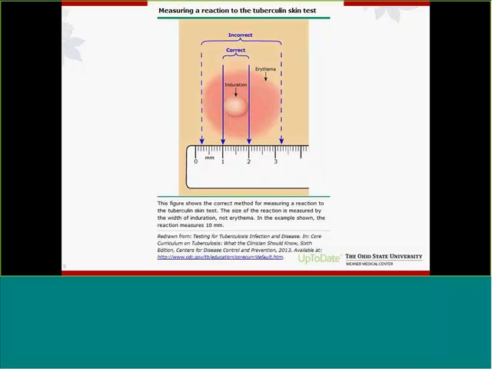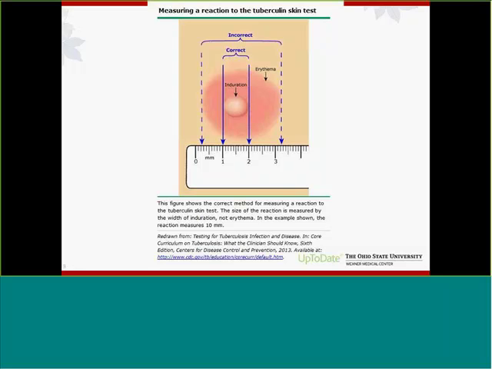Sometimes we see that there are some inconsistencies in that measurement, so it's important to take a look at that appropriately and measure it appropriately. When doing the PPD, and here they have it marked as the 10 millimeter mark, they have different sensitivities and specificities depending on the size of the induration, depending on risk factors.